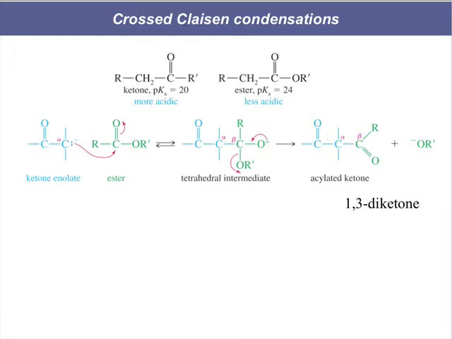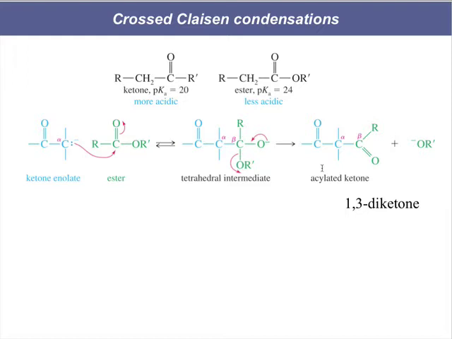A crossed Claisen where you have two different esters will just be like a regular Claisen, where you have a beta ketoester. But if you have a ketone or aldehyde as your nucleophile and the ester as your electrophile, that's also called a Claisen. We just call it a cross Claisen, and your product will be a 1,3 diketone. We actually saw the cross Claisen on the very first slide of the first part of this lecture.